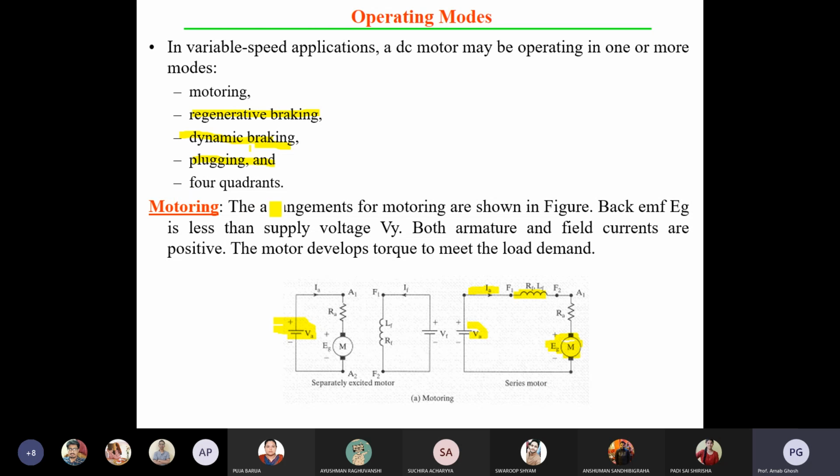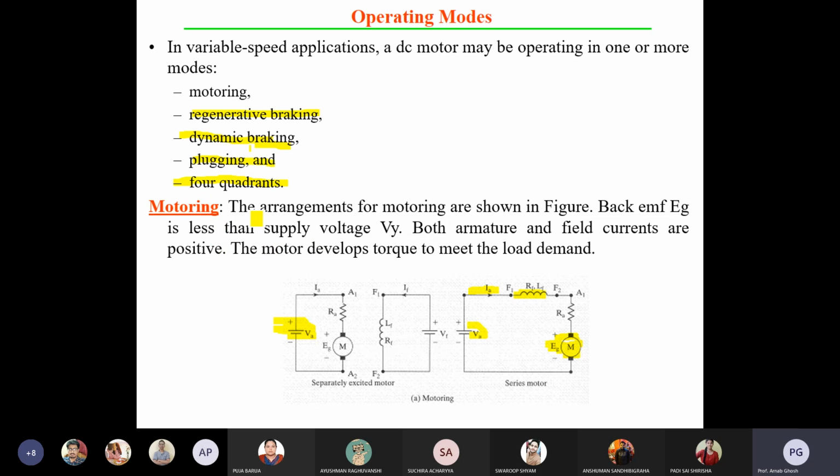And in four quadrant operations, you are controlling both the motor and the torque. Right now a lot of sophisticated drives are in use. Instead of direct DC motor drives, you are using AC motor drives in sophisticated applications, so you can do it directly. Forward operation is also very important.